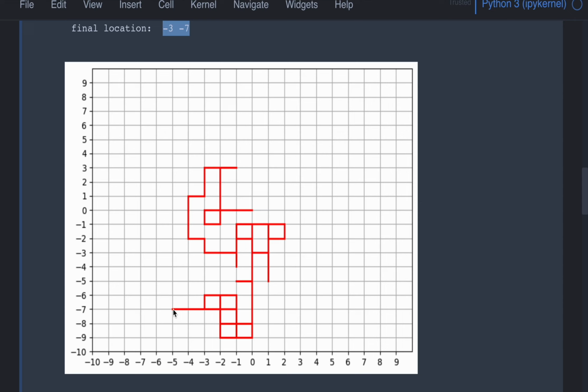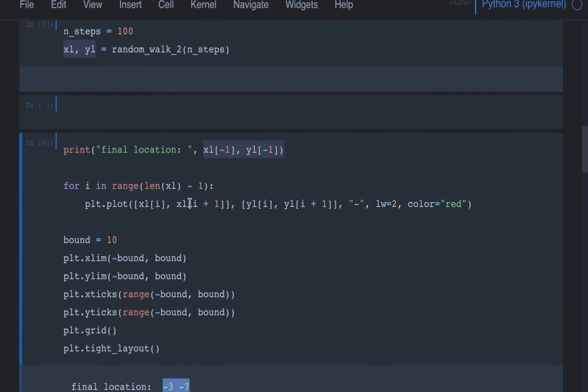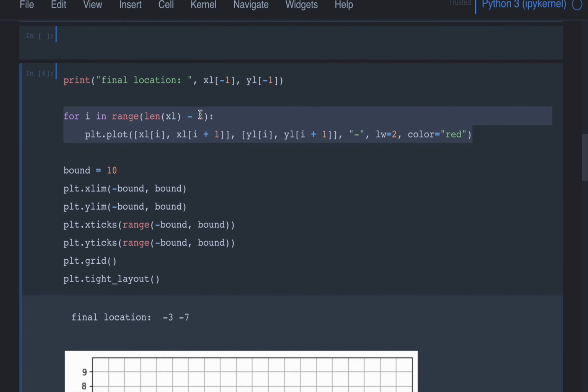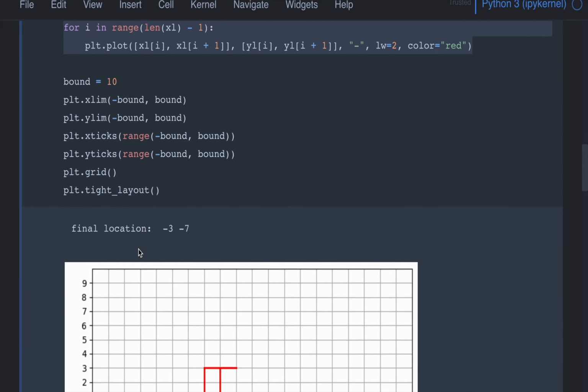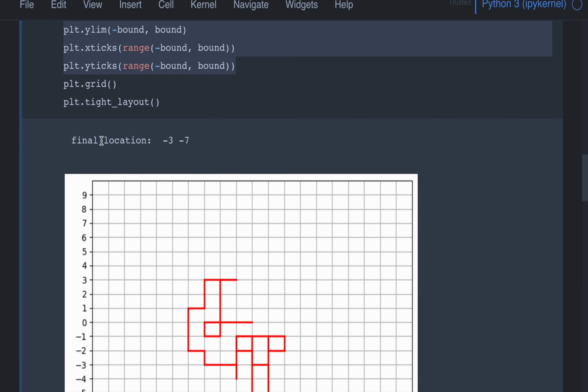So he went here, came back. So this is probably the 98th, 99th step, and this one is the 100th step, where he finally is at -3, -7. Okay, so this is just plotting. All we are doing is taking the elements from the lists XL and YL. We are doing the plots and just setting up some bounds, in this case 10. So we are plotting this canvas between -10 to +10 on both axes. Okay, that's pretty much it. And then we are doing the grid.